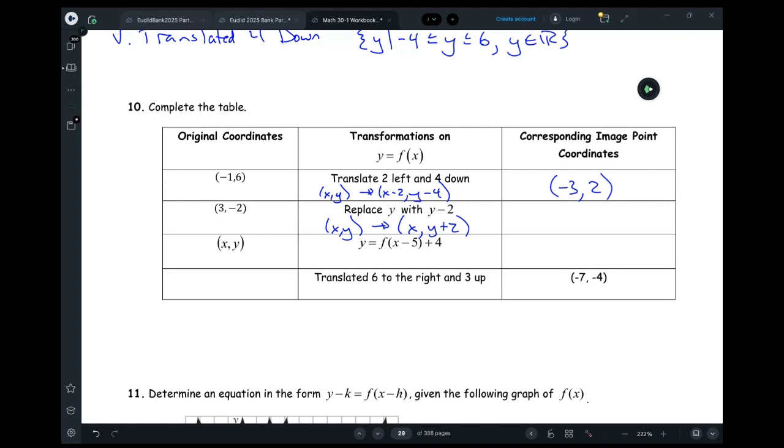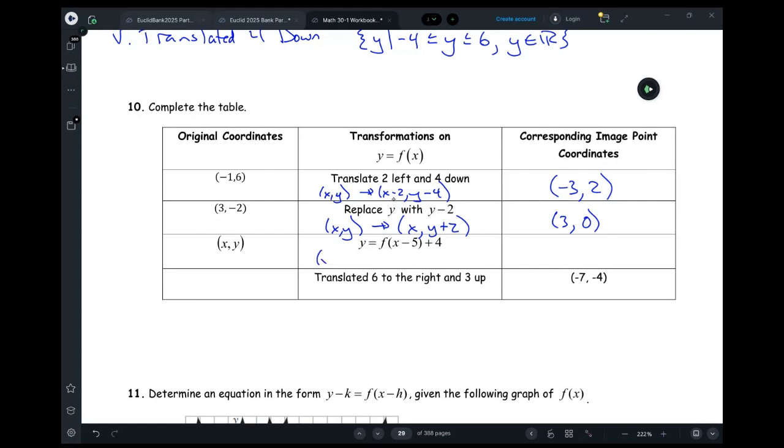Okay? So in this case, in the first one, I'm describing the transformation, which is basically I'm telling you what's going on in the image point. In the second one, I'm talking about the replacement in the function. And I got to be careful that I don't mix those guys up there. And so now at the point 3, negative 2, well, nothing happened to the x coordinate, but I added 2 to the y coordinate, so that negative 2 became 0.